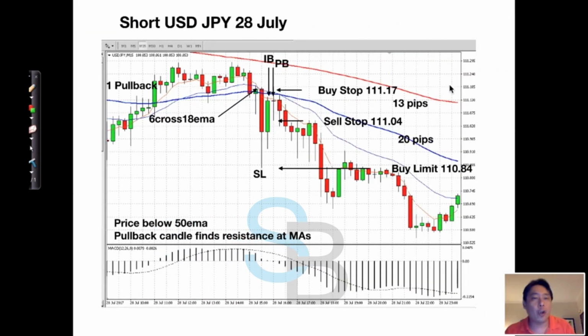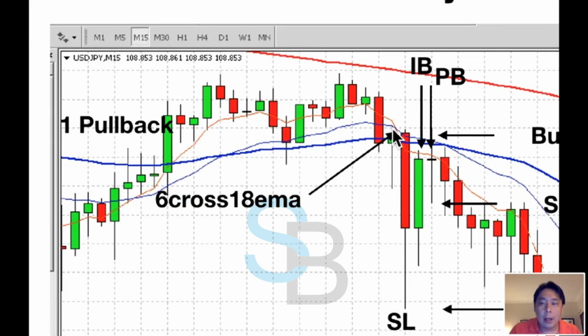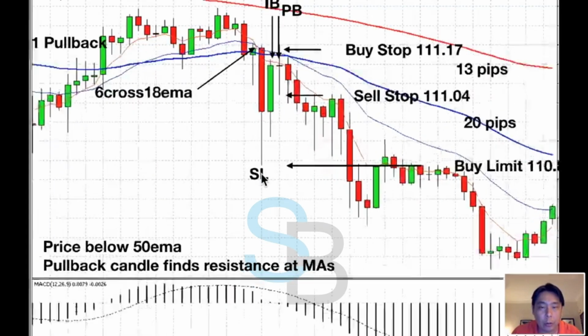Okay, so first one is short dollar yen, 28th of July. All right, okay, so again, 50-minute candles. Where's our signal? There's our signal, right? So 6 EMA crossing below 18 EMA, that's our signal. Right at the signal or after the signal, we have the swing low. There we go, swing low there.